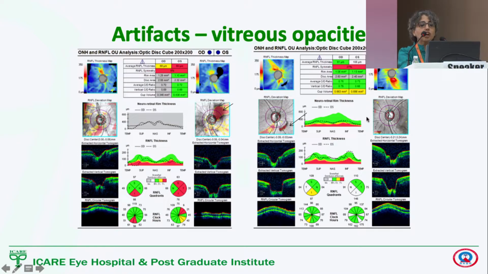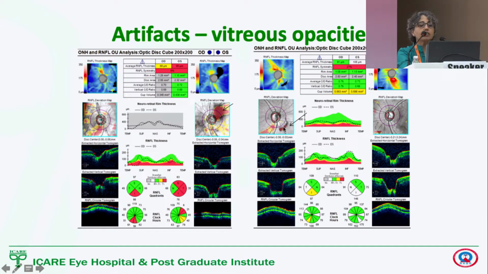If you look at the left eye, you have this small floater, but it's outside the 3.4 ring. So even if it's there, it's not affecting any of your measurements in this particular case, where you have an inferior wedge defect visible in the RNFL thickness map, in the deviation, and it's also represented in the change over here and here.